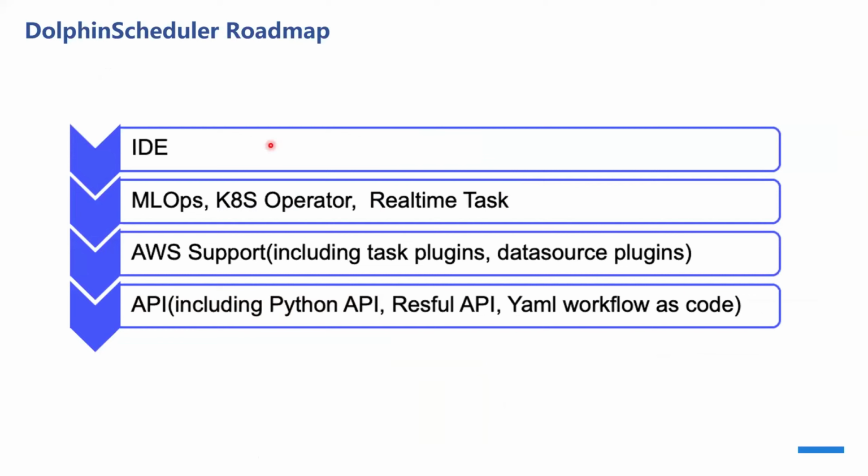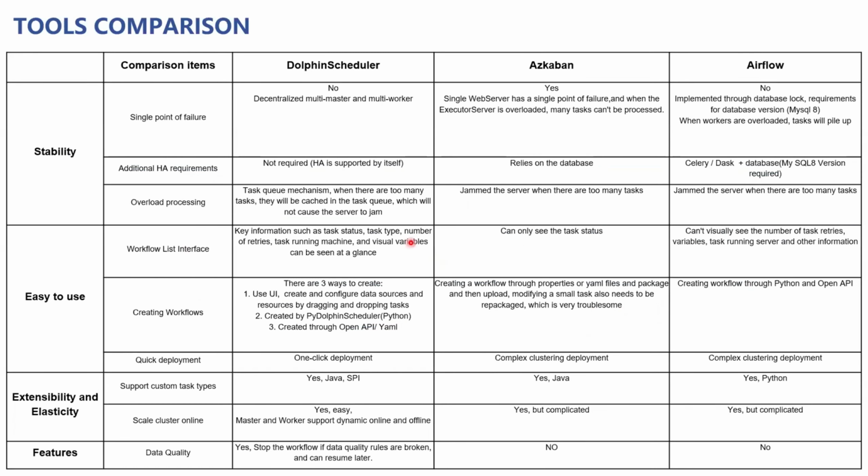Okay, so let's talk about some of the roadmap. We continuously improve our software to build the IDE. You can do live programming by using the DolphinScheduler, and we want to add more machine learning ops operators, real-time tasks, and also provide more AWS support, and also the API and YAML as code.